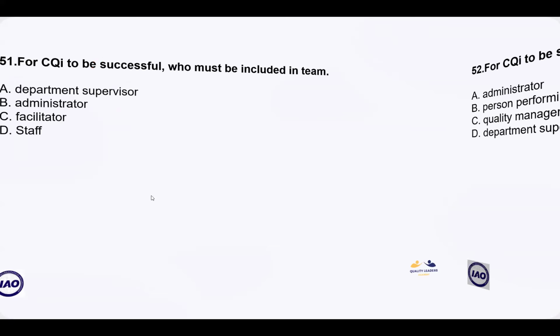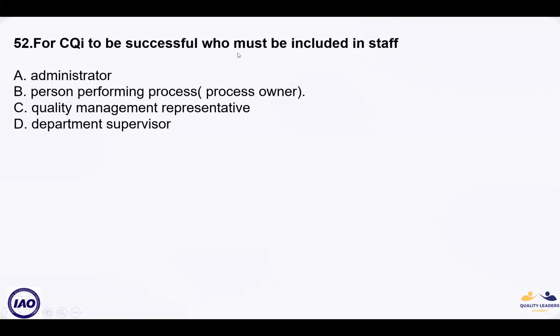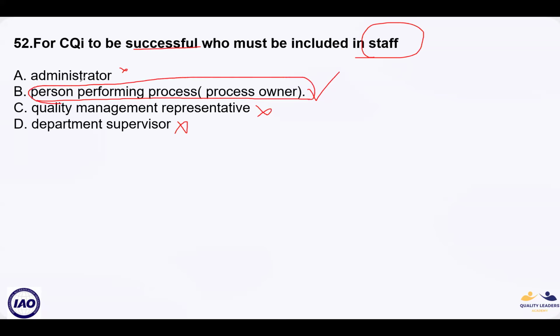Now, similar question: for CQI to be successful, who must be included among the staff? Whether it's the administrator? No. Person performing processes? Yes. Quality management representative from the staff? No, because we want to implement, we want to succeed in CQI. Is it the department supervisor? Yes, in a way, but if we don't have persons performing the process, having the department supervisor also doesn't help us. So the process owner is very much important to be on the implementation side of the CQI.